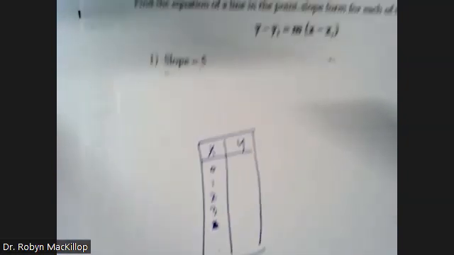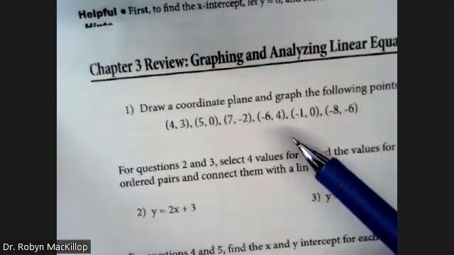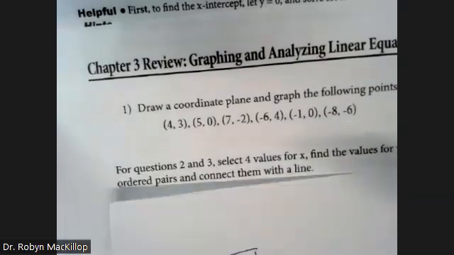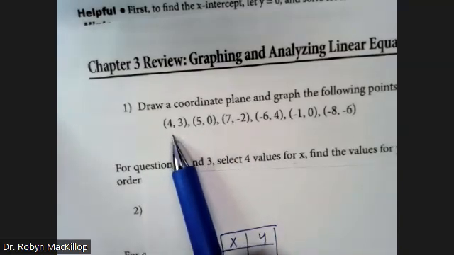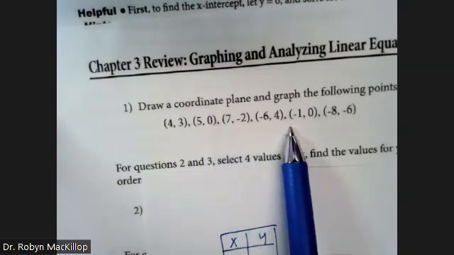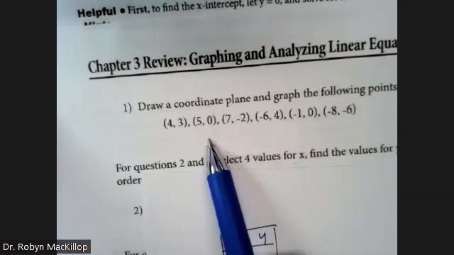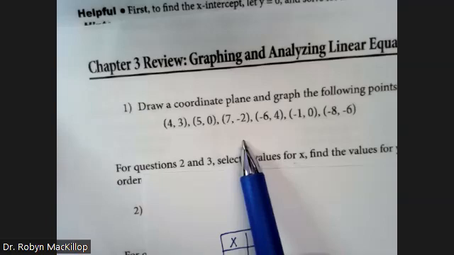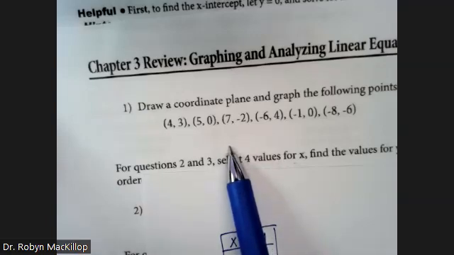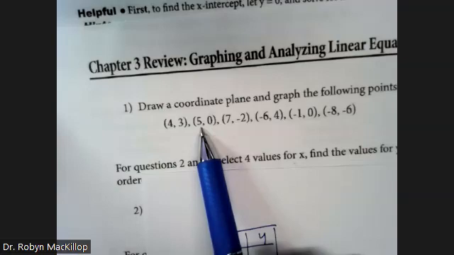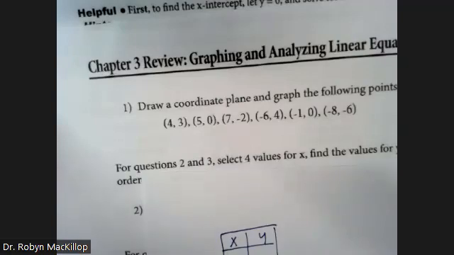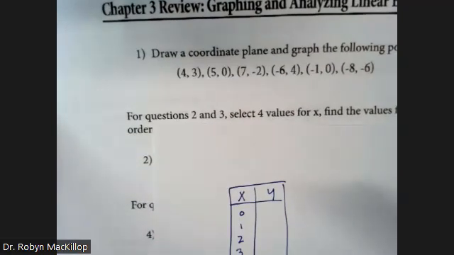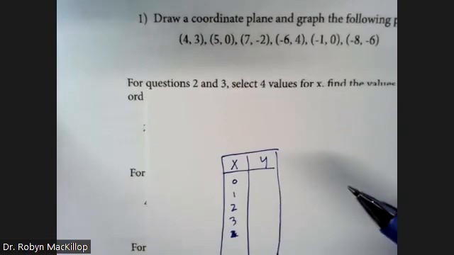Let me see on that review. Let's check this. Would these make a function? Just looking at X: 4, 5, 7, -6, -1, -8. If you put these into a function box, you could say it was a function because X does not repeat. You don't care what Y does. If Y is repeating, it is still a function because the X number is not repeating.